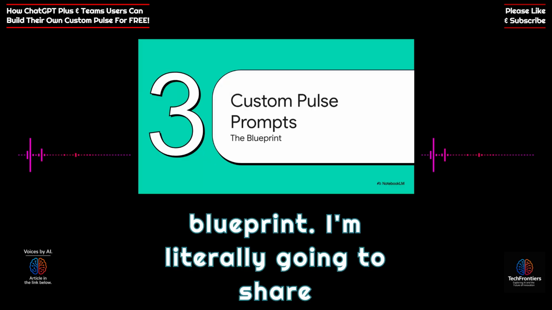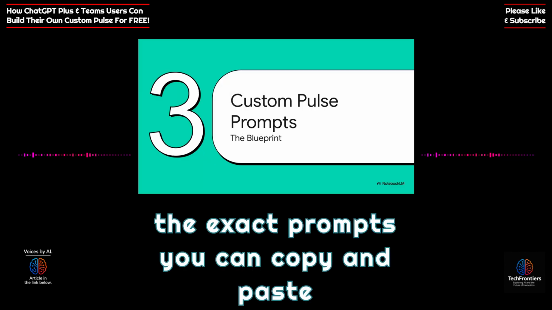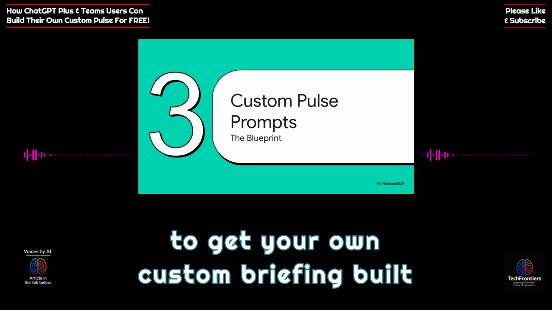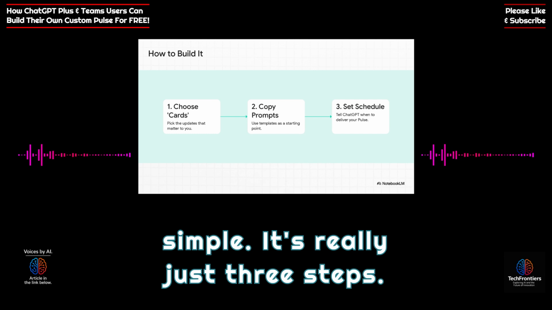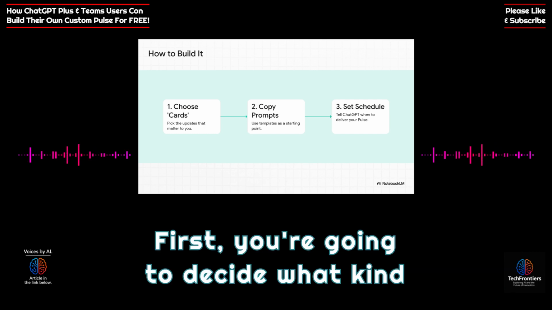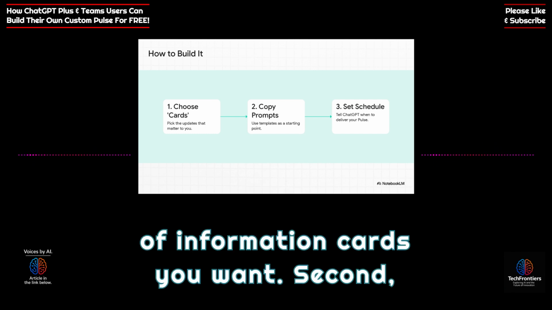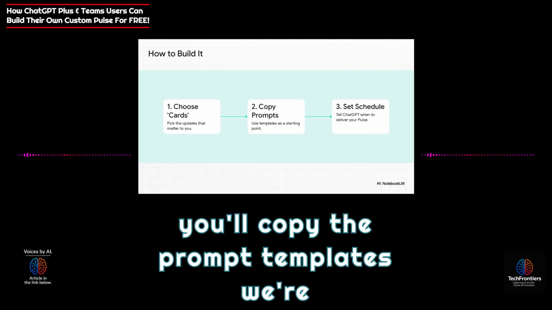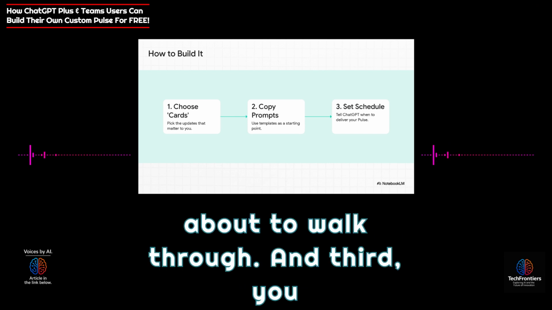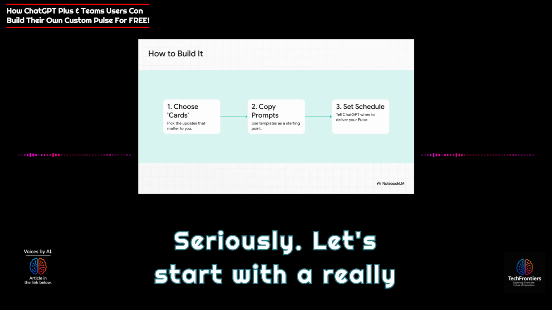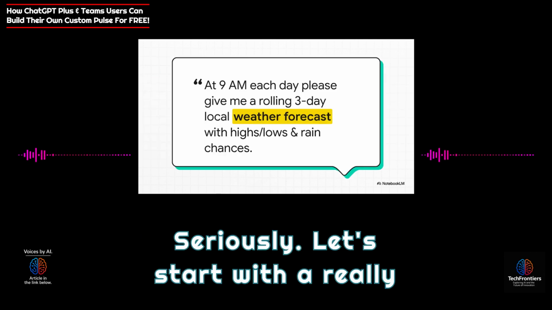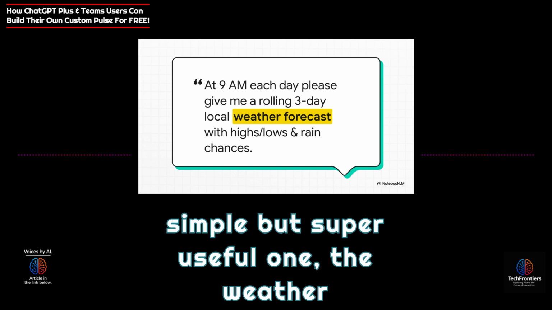All right, let's get into the blueprint. I'm literally going to share the exact prompts you can copy and paste to get your own custom briefing built today. And building this is so simple. It's really just 3 steps. First, you're going to decide what kind of information cards you want. Second, you'll copy the prompt templates we're about to walk through. And third, you just tell ChatGPT what time you want your Pulse delivered each day. That's it, seriously.